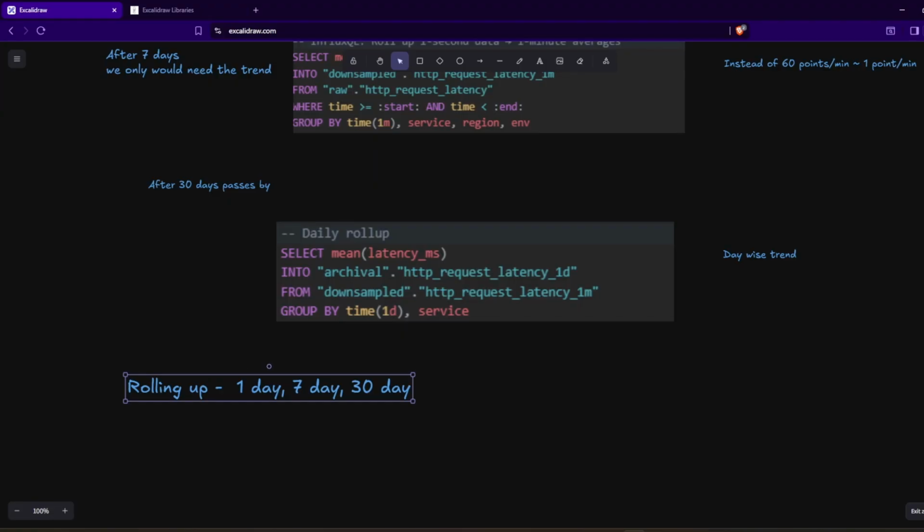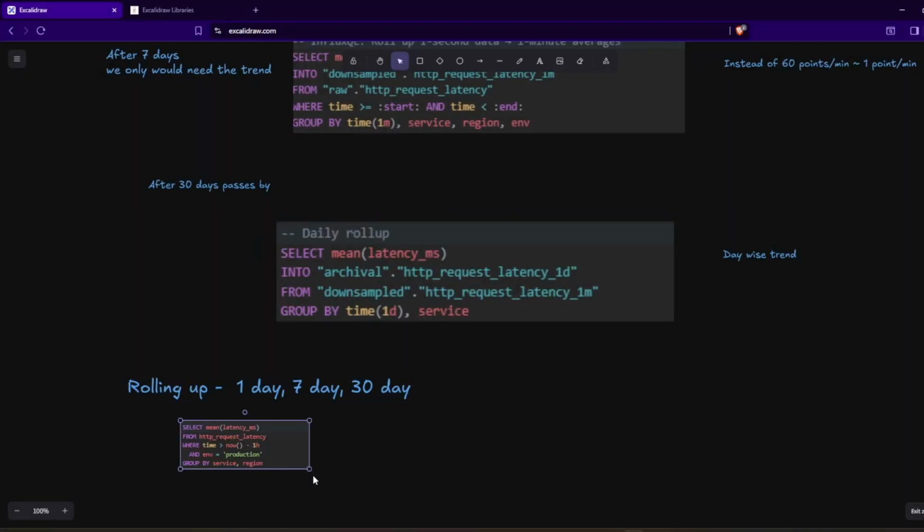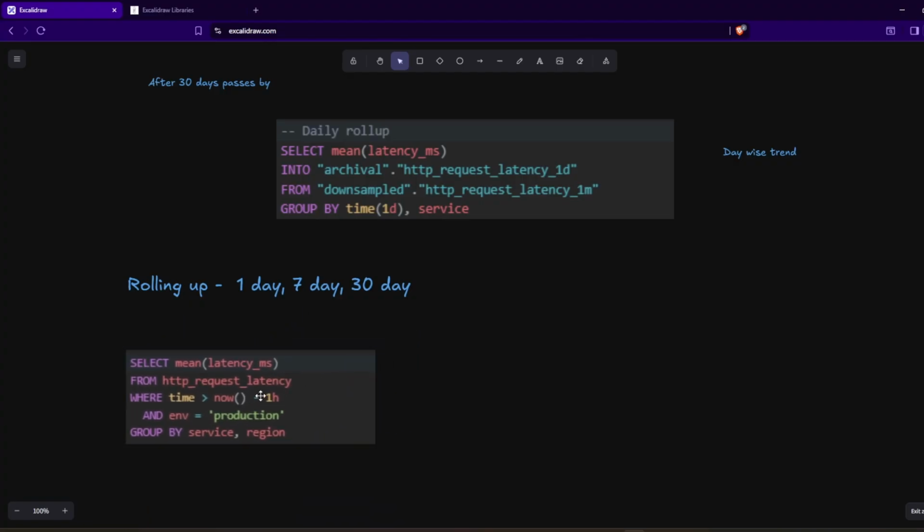Now, how does all of this come together? Suppose I have to do a simple query like this. Just see, if I have to do a simple query like this, what exactly happened in my last 1 hour? All of these data points are present. So now it will give us the exact latency.